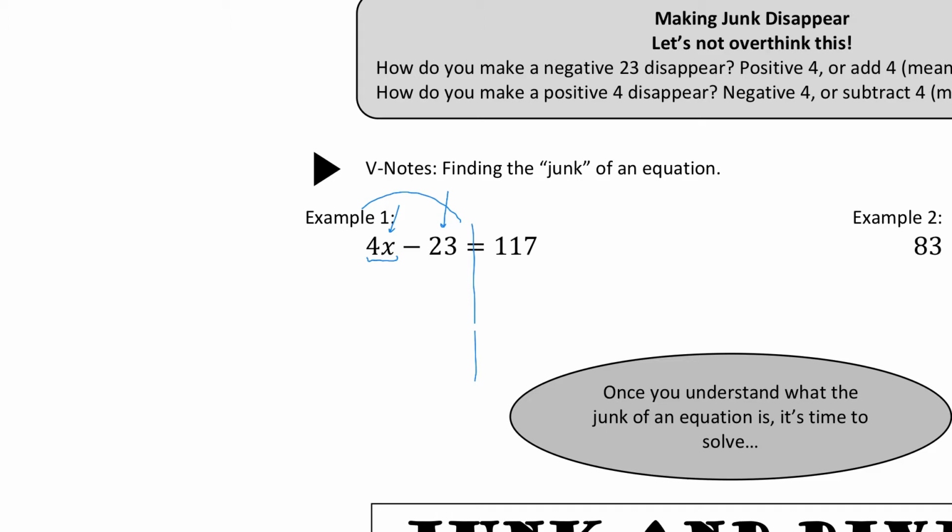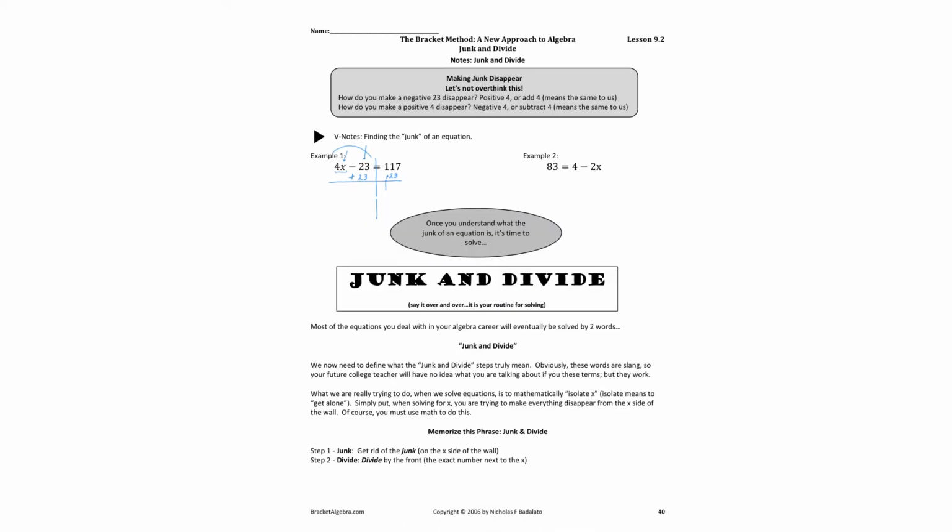To make negative 23 disappear, obviously, we're just going to do a positive or a plus 23. The rule is whatever I write on one side of the wall, I write on the other. I always draw a total line, the old accounting. That lets me know that I'm going to be adding or subtracting these two. Again, that sign tells me what to do. Let's take a look at example 2.